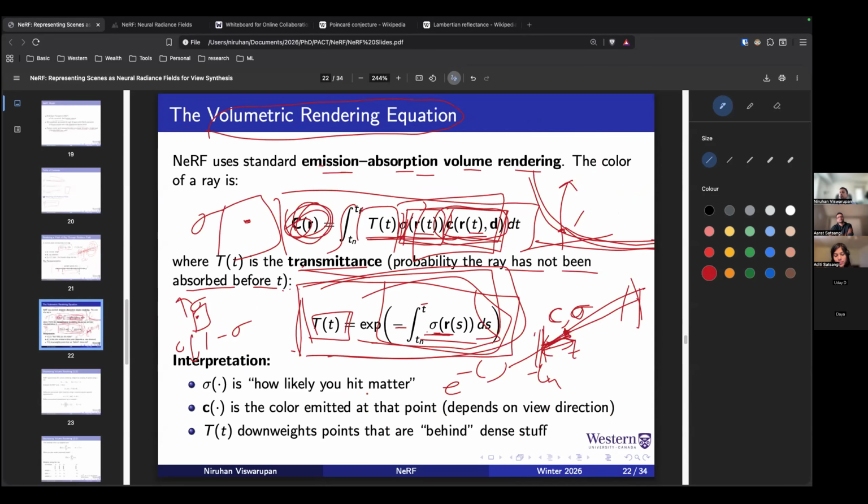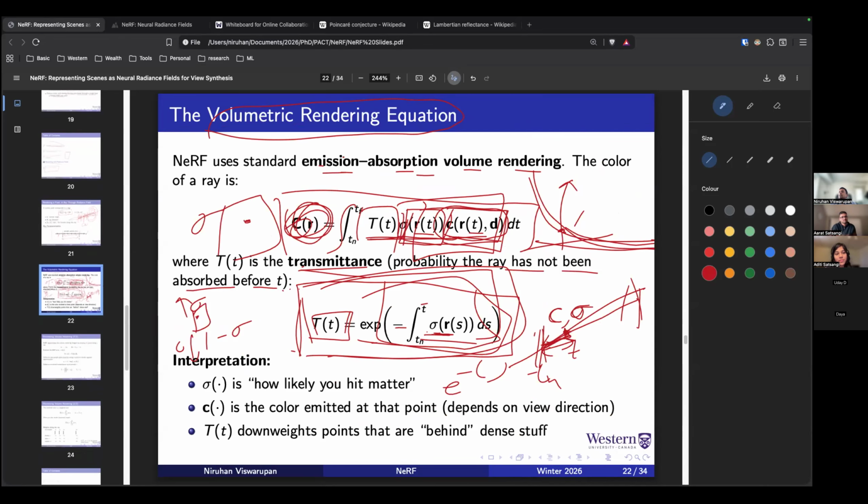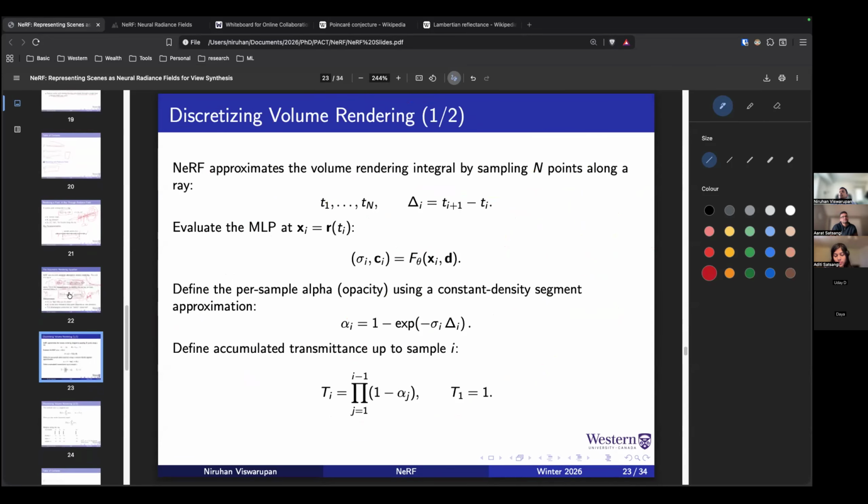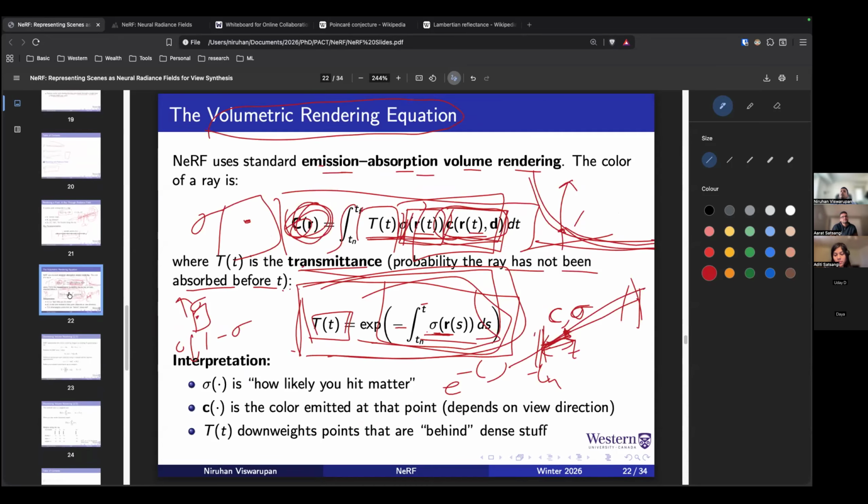Any questions? Okay, so that is the standard emission absorption volume rendering. Now you can see what we can do with NeRF, right?